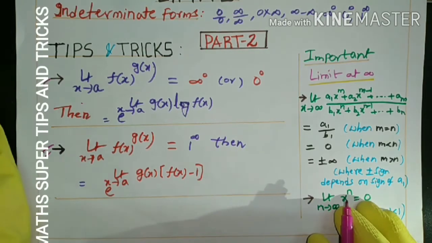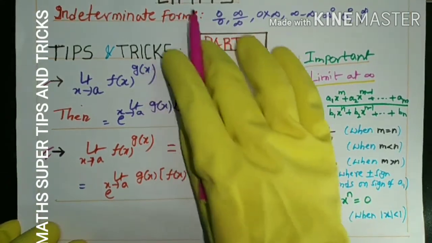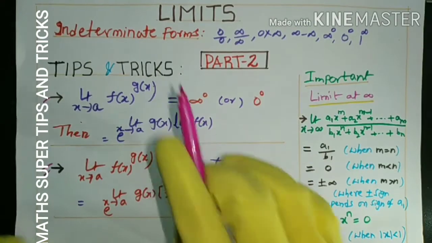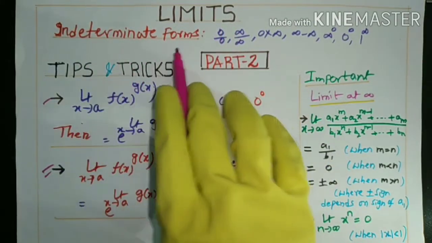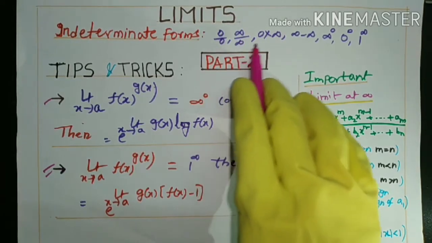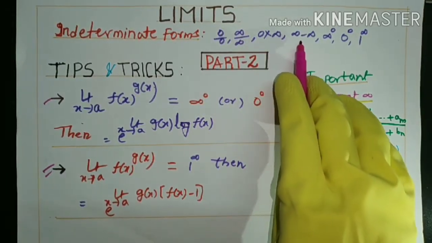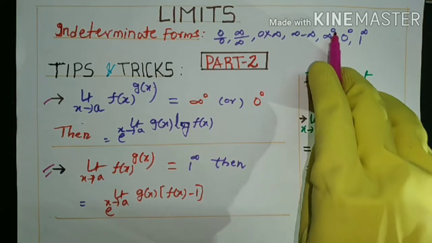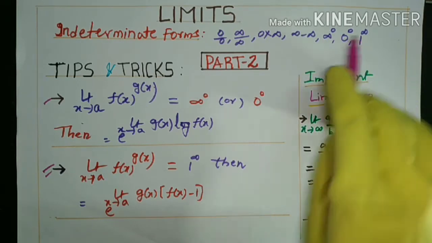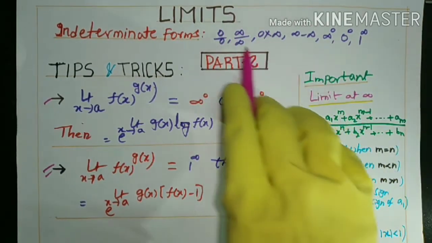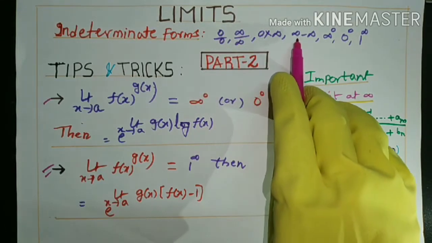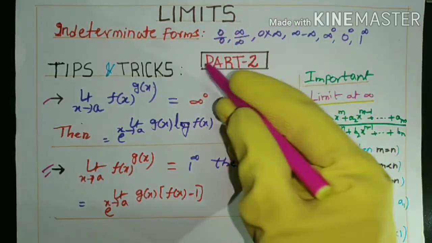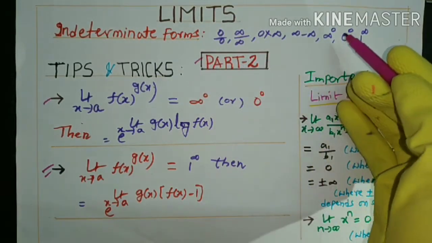In this video, mainly I'm discussing limits indeterminate forms. The indeterminate forms you have to know are 0 by 0, infinity by infinity, 0 into infinity, infinity minus infinity, infinity power 0, 0 power 0, 1 power infinity. In part 1, I already discussed these four: 0 by 0, infinity by infinity, 0 into infinity, infinity minus infinity. In part 2, in this video, I am discussing the remaining 3.